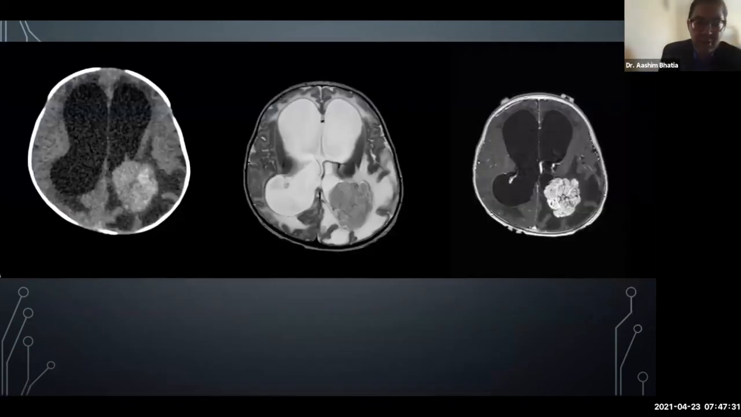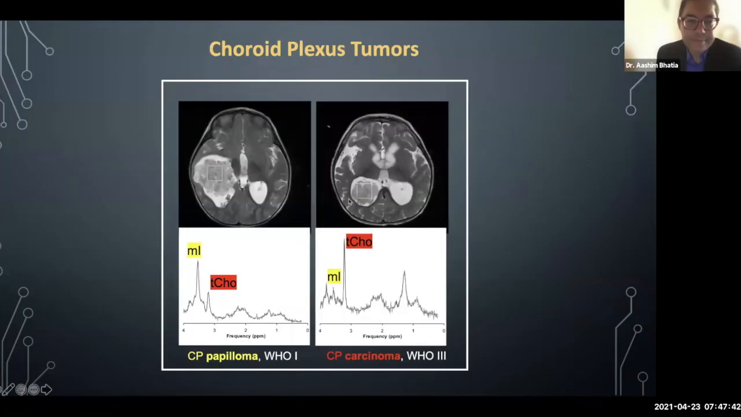And in choroid plexus carcinoma, how do you differentiate it? Sometimes it's challenging. You can't always say for sure. But when you do see parenchymal invasion with surrounding edema, think of choroid plexus carcinoma.